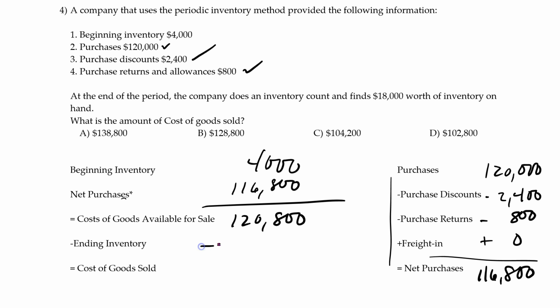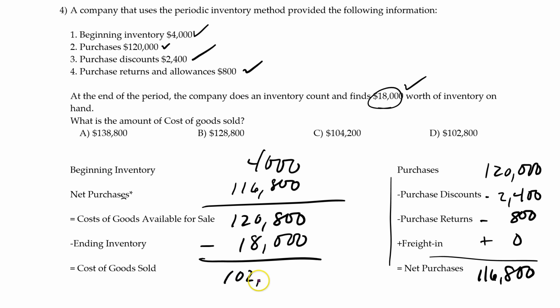From that we subtract our ending inventory. By the way, have I checked everything off here? Yeah, ending inventory of 18,000. So that's how much we didn't sell. And what we're left over is what we sold, 102,800, which is D.